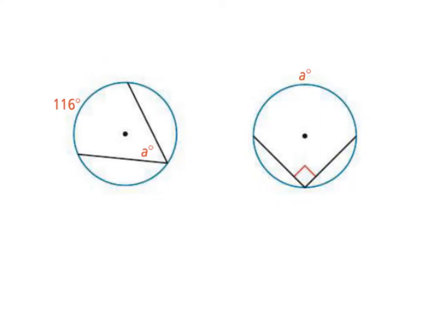Let's try a couple and see if we can figure them out. All right, so if the arc is 116, remember the angle is half the arc. So half of 116 would be 58. So A would equal 58. On this next one, remember again that the angle is half the arc. So 90 is half of 180. That's right.